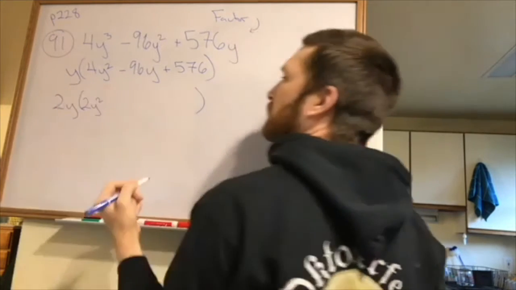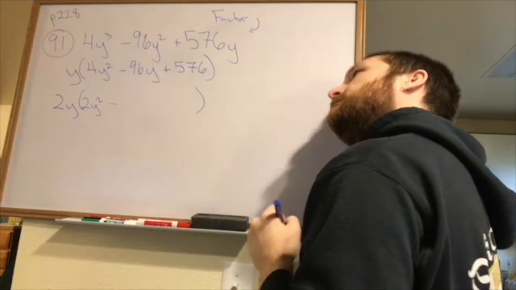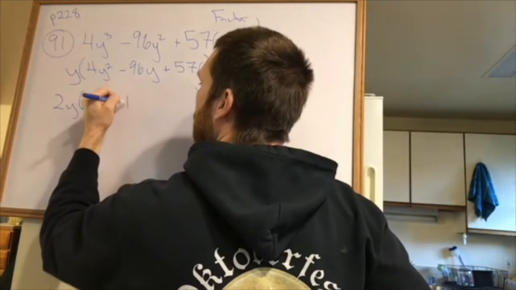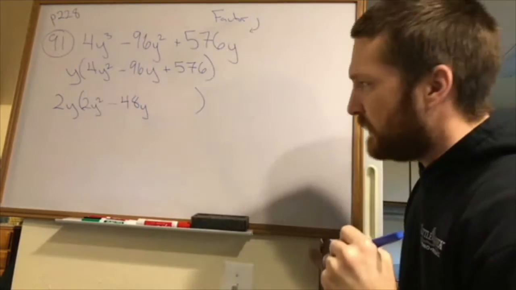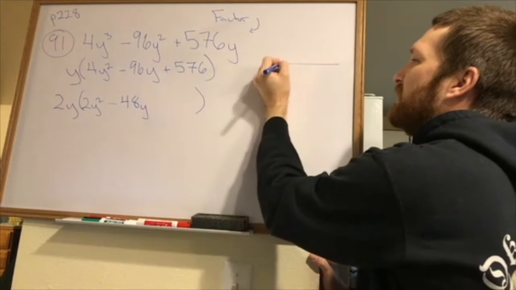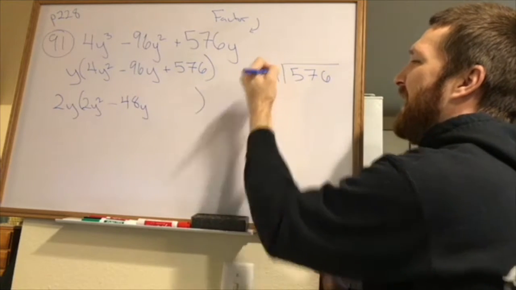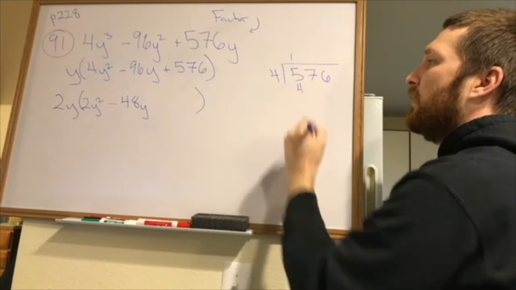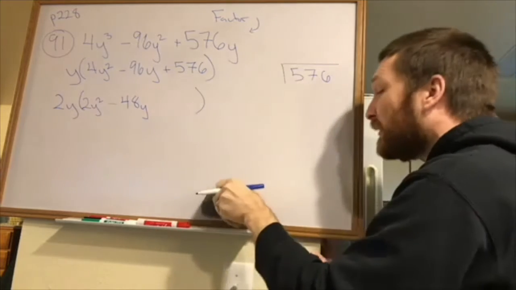Okay. Minus 48y. Yes. And now that one's going to be hard. But check this out. I remember long division. Oh, geez. And so 4 goes in. Wait, aren't you supposed to put a 2 there? Oh, yeah. Thank you. That'll work. That'll change my answer a little.